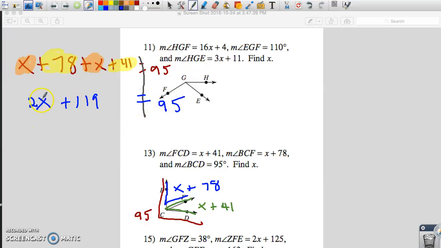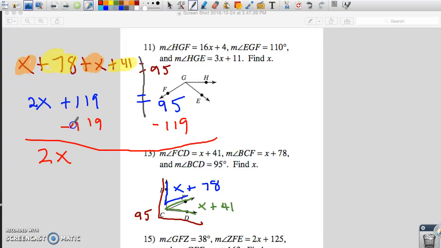Remember, your job is to get x by itself. So what's the first thing I'm going to move to get x by itself? Not 95, because it's nowhere near x. You would want to get rid of the 119. How? By doing the opposite of what you see. That's a positive 119, so subtract 119 from both sides. That's right, from both sides, no matter how it looks. Because you can always do it in the calculator, right? What's going to happen is 2x is still there. That canceled out.